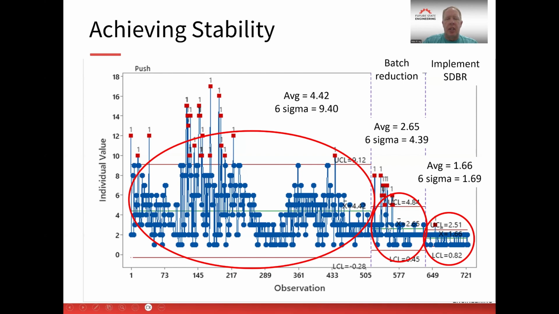So that's our session for today. And I wanted to show this case study because this is what we're talking about of breakthrough improvement.